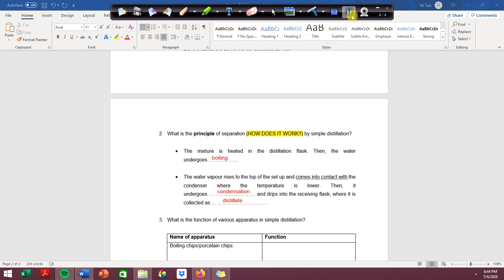The water vapor rises to the top of the setup and comes into contact with the condenser where the temperature is lower. Then it undergoes condensation and drips into the receiving flask where it is collected as distillate. Now, don't worry if you don't understand. I will explain with reference to a diagram and you'll be much clearer.